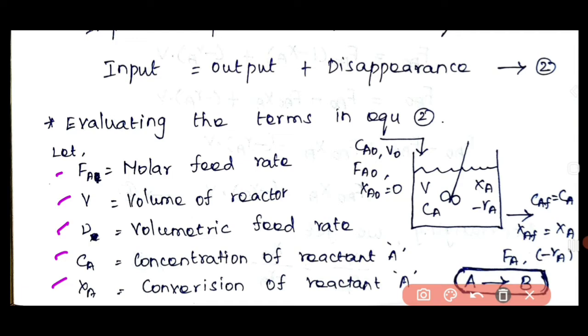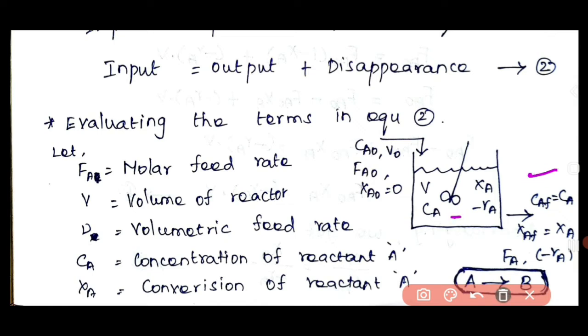Okay, so this is your input stream, and here Ca naught is the initial concentration of reactant A, mu naught is the initial volumetric flow rate, Fa naught is the initial molar feed rate, and Xa naught is the initial conversion. Here we are taking a pure substance, that is pure reactant A, so there is no conversion at the initial.